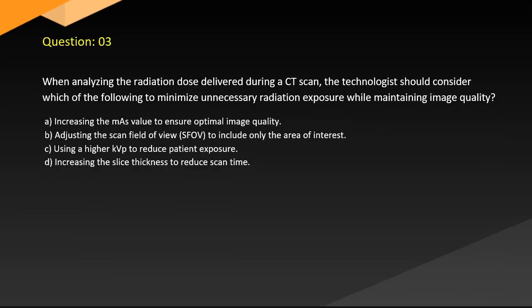Question 3. When analyzing the radiation dose delivered during a CT scan, the technologist should consider which of the following to minimize unnecessary radiation exposure while maintaining image quality. A. Increasing the mAs value to ensure optimal image quality. B. Adjusting the scan field of view (SFOV) to include only the area of interest. C. Using a higher kVp to reduce patient exposure. D. Increasing the slice thickness to reduce scan time.